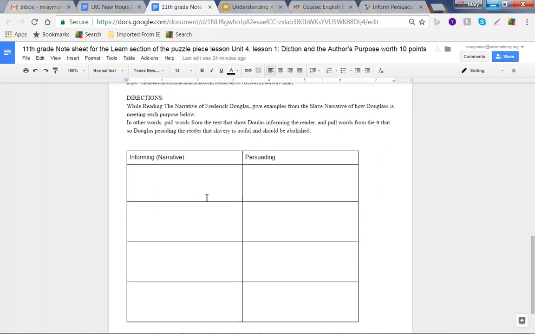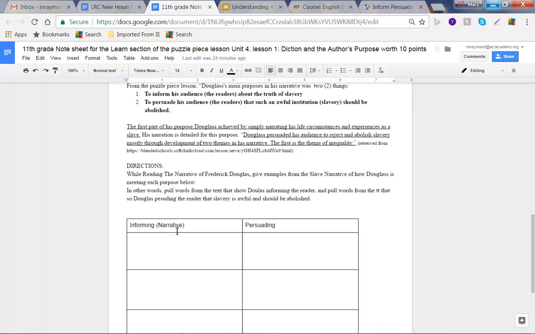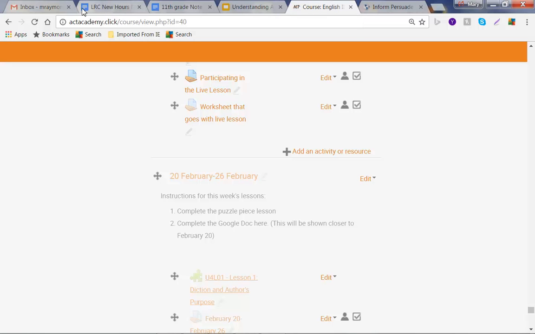Okay, so the first thing I'm going to do is review with you the author's purpose, because we're talking about diction and we're talking about the author's purpose this week. I'm going to explain what informing is, the author's purpose to inform, and the author's purpose to persuade. And for those who were in my Keystone class, this will be a review for you.